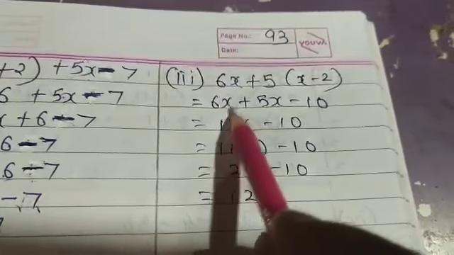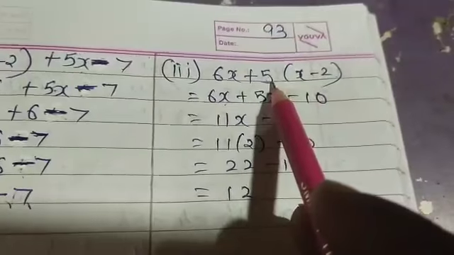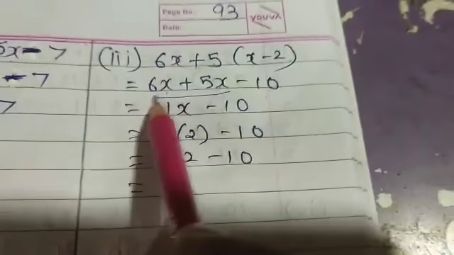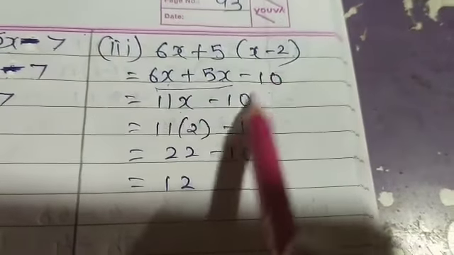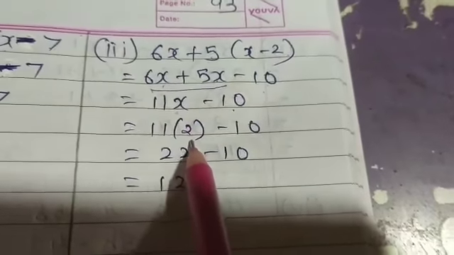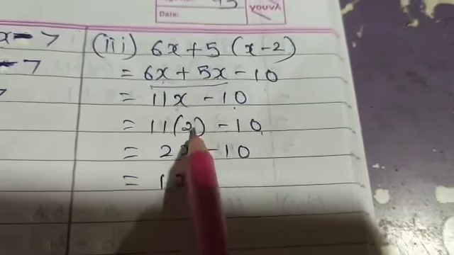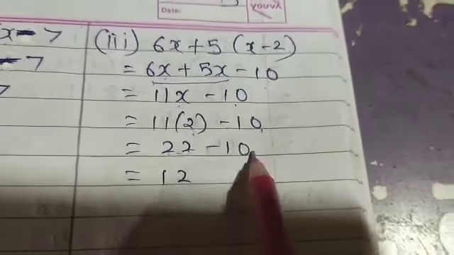Now simplify this expression, that is 5 into x is 5x, and 5 2s are 10, that is positive into negative is negative 10. Then simplify this value, that is 6x plus 5x gives 11x minus 10 as it is. Then in place of x you have to put 2, that is 11 in bracket 2 minus 10. Then 11 2s are 22 minus 10, that is 22 minus 10 is 12.